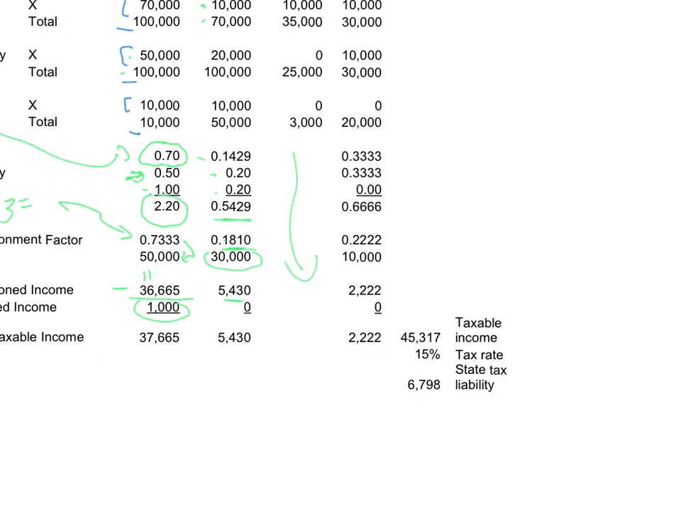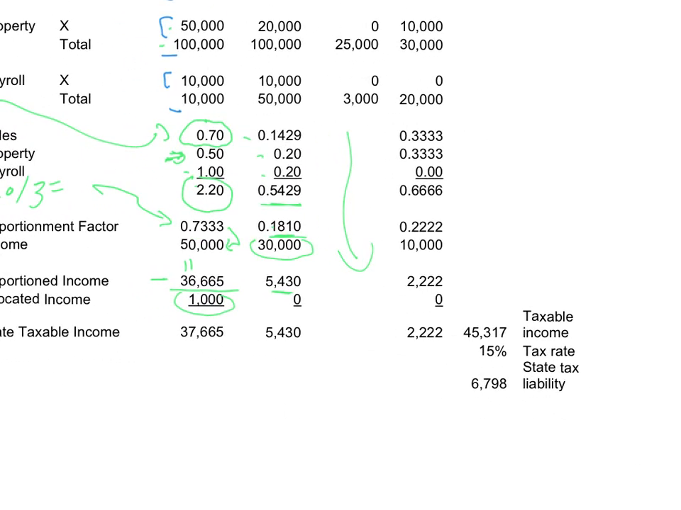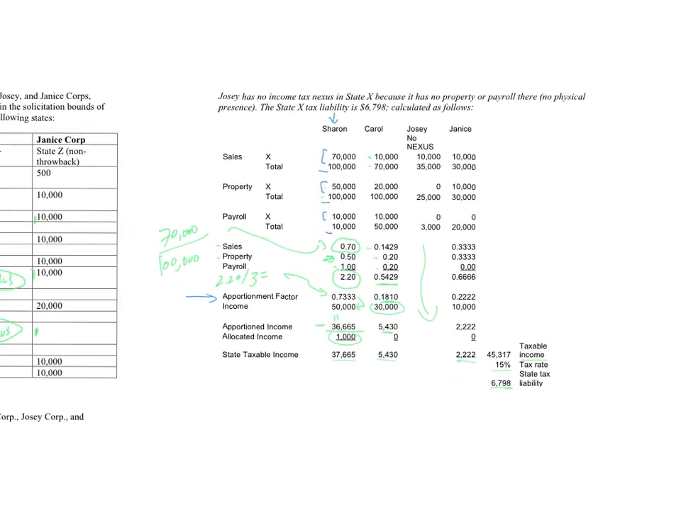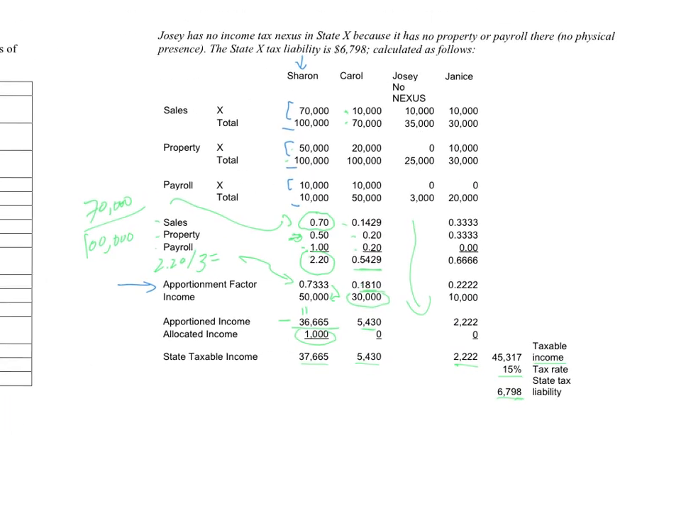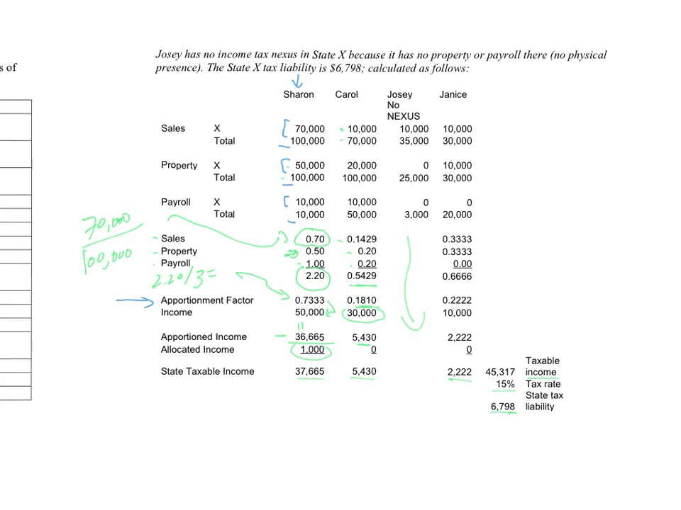Now, what do we do for the last portion of this problem? We were asked to find taxable income. So that's your 37,000 plus your 5,000 plus your 2,222. The state tax rate, we were given that, that's the 15%, and then that's your state tax liability. So that is the large comprehensive problem that is very similar to your homework. Hope that helps, guys.